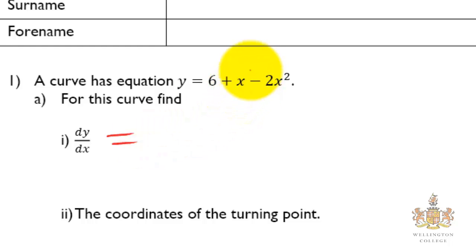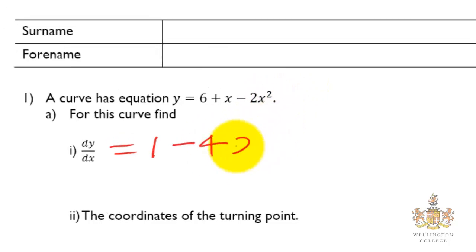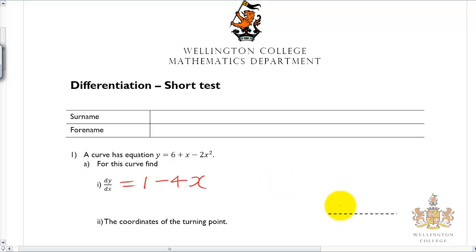x is to the power of 1, so times by 1. Take 1 off the power, takes it to 0, x to 0 is 1, so x just becomes 1. Times by the power, so 2 times 2 is 4. Keep the minus sign in there, so we get minus 4. Take 1 off the power, that becomes x to the 1, which is just x. So our answer for dy by dx is 1 minus 4x.